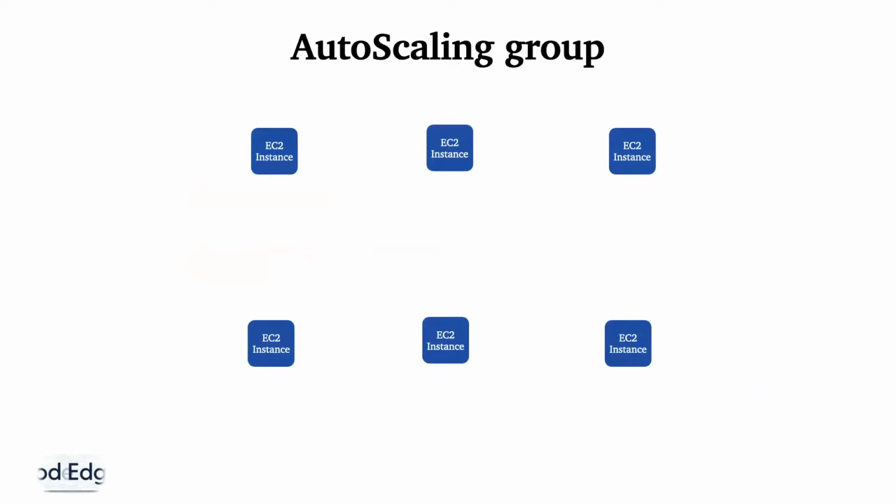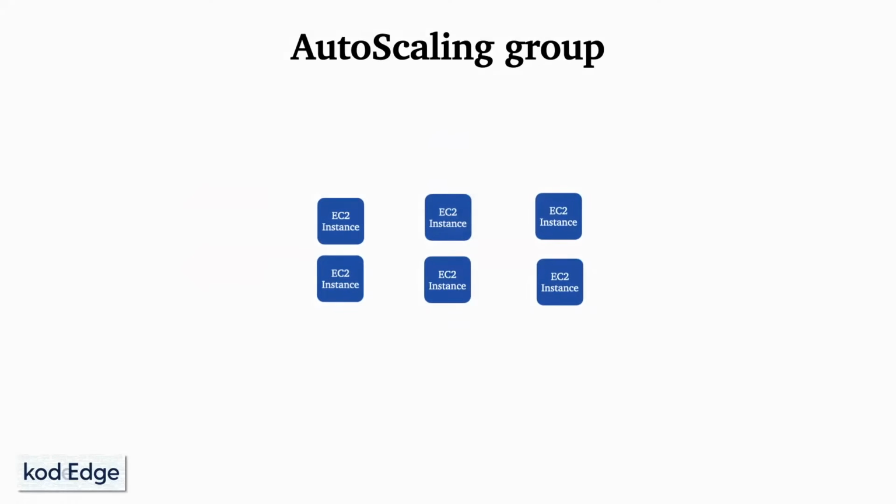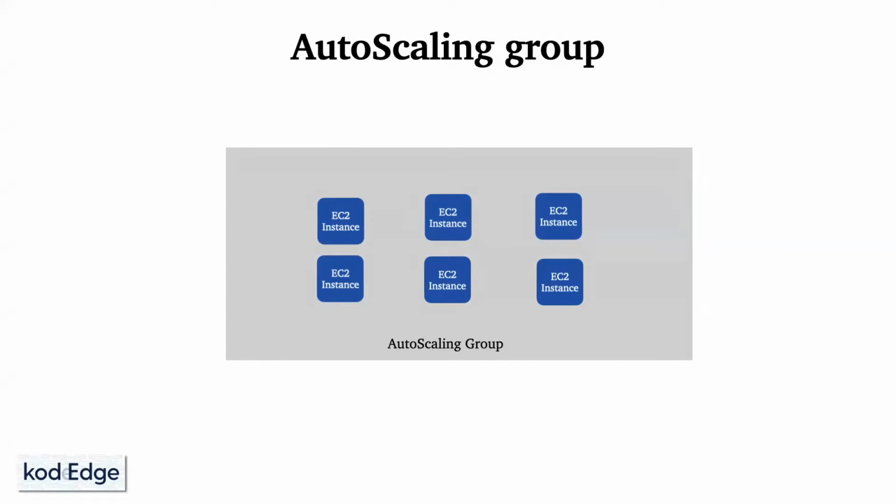So what's an autoscaling group? An autoscaling group contains a collection of EC2 instances that are treated as a logical grouping for the purpose of automatic scaling and management. So what it means? Autoscaling group helps you scale out or scale in EC2 instances to match load for your application. So here, what is the meaning of scale out? Scale out means adding the EC2 instance, and scale in means removing the EC2 instance.